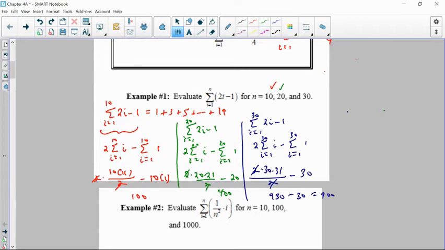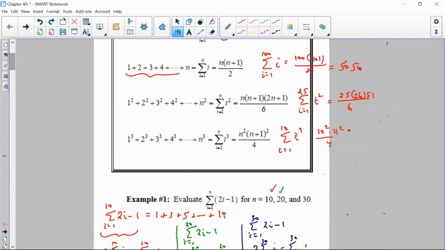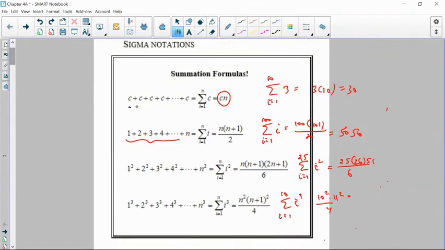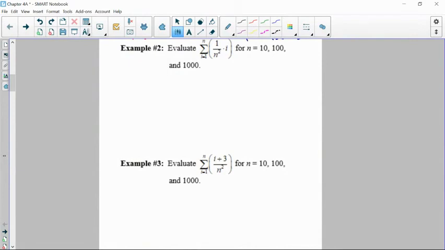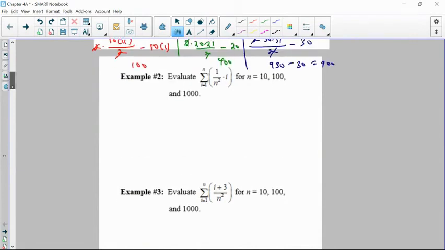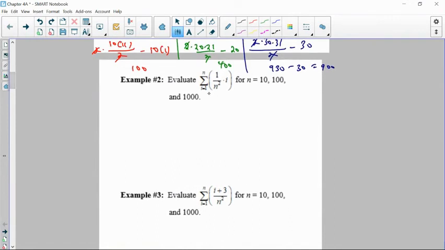Okay. So again, just practicing, those would be the first two formulas, right? The summation of constants and then the summation of consecutive values. Okay, so let's go ahead and look at example 2, and we'll finish this video here. What I like about example 2 is that we are throwing in this 1 over n squared. And remember, 1 over n squared is nothing but a constant once you choose what n is.